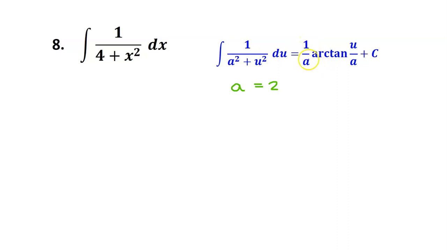So in the front we see this 1 over a. So we're going to have 1 over 2. And then arctangent. And then u over a, but we didn't do a u substitution, so that'll just be x over 2 plus c.